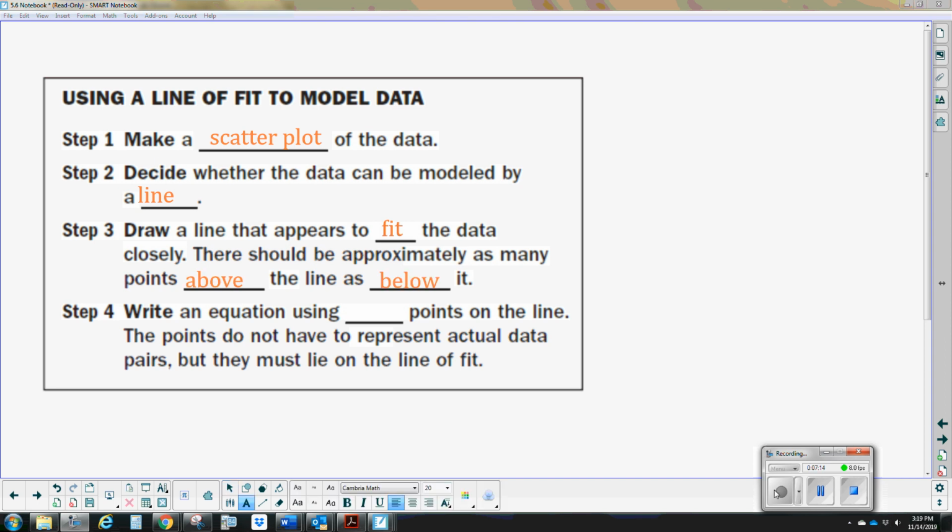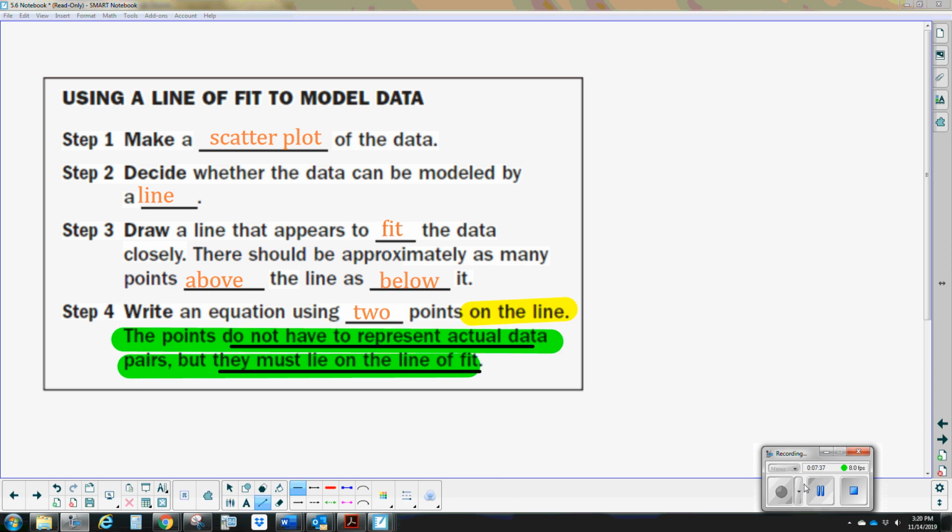And then my last step would be to write an equation using 2 points that are on the line, not 2 points that are in my data set. So not 2 points necessarily that are plotted, but 2 points that are on the line. They have to lie on the line that best fits the data set. So just to reiterate, they do not represent the actual data pairs. They have to lie on the line that we sketched.